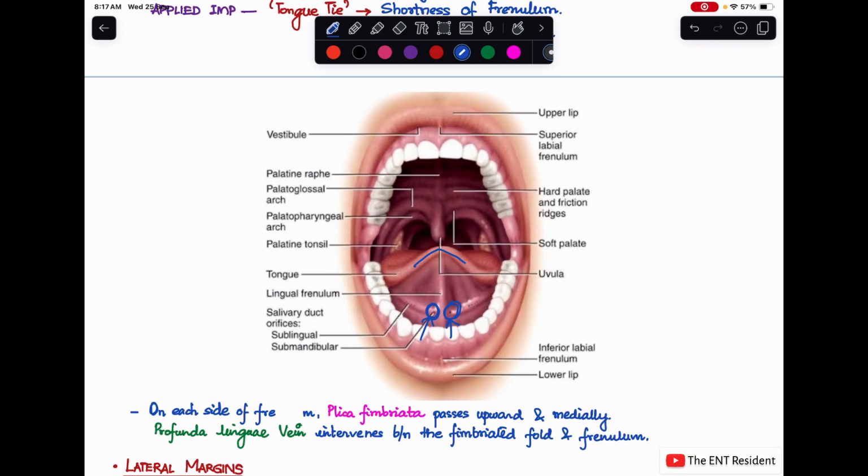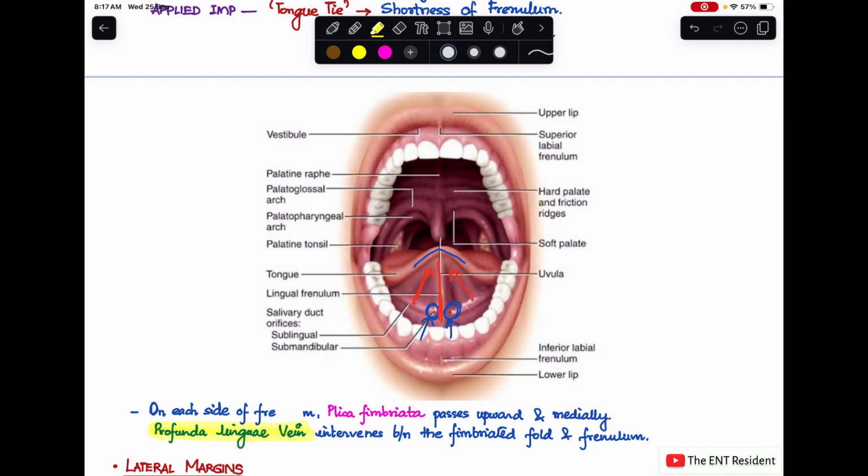And the next part: on each side of the frenulum linguae, you will find something called the plica fimbriata. Now, the plica fimbriata passes upwards and medially. I'll show you over here. So this is the frenulum linguae. On either side of it, the plica fimbriata passes upwards and medially. And in between the plica fimbriata and the frenulum linguae runs a vein known as the profunda linguae vein. So that's all about the inferior surface of the tongue.